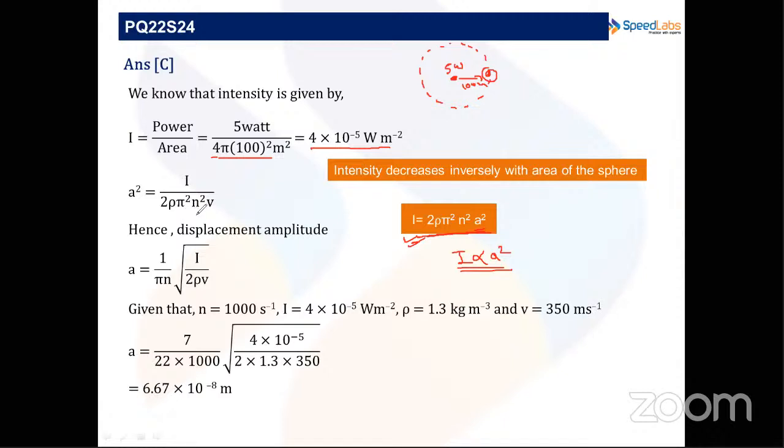Now n is 1000 per second. Intensity we have already found out, 4 into 10 raised to power minus 5. Density was given as 1.3 and wave velocity was also given. Put in all the values and you get the amplitude as 6.67 into 10 raised to power minus 8 meter. Is that clear? This is a formula-based question. Once you know this formula, it is easy, though it will take some time. Is it clear? Moving to the next question.